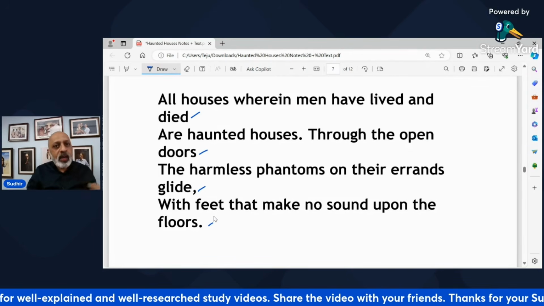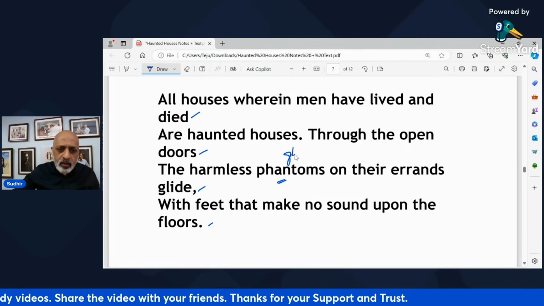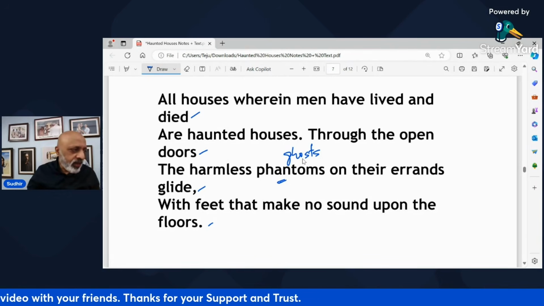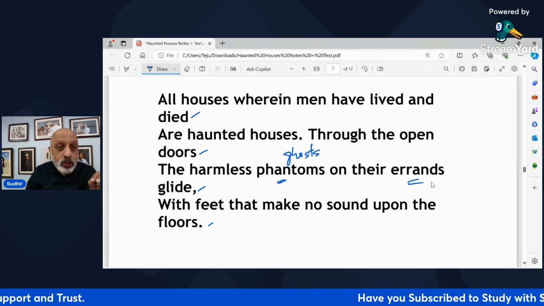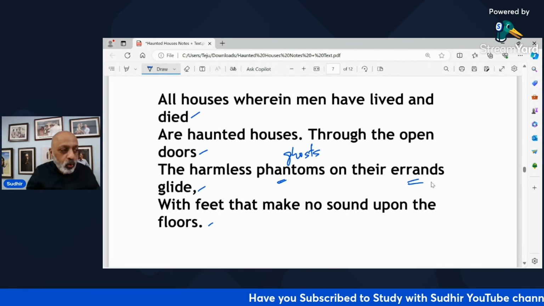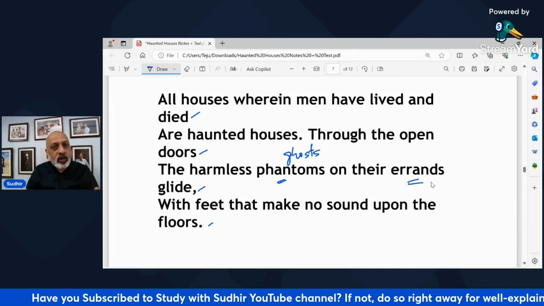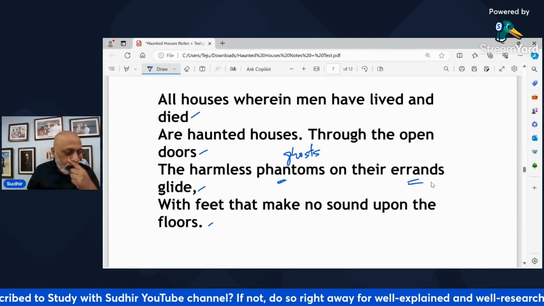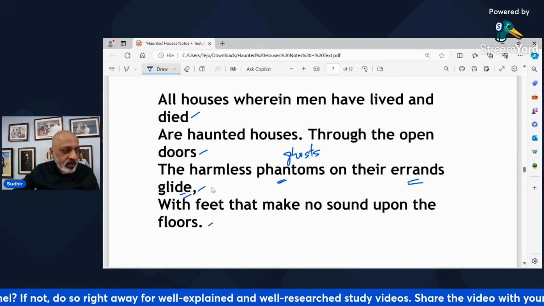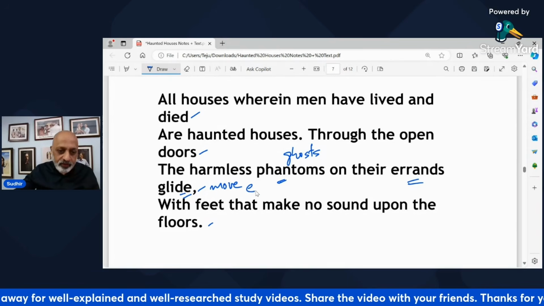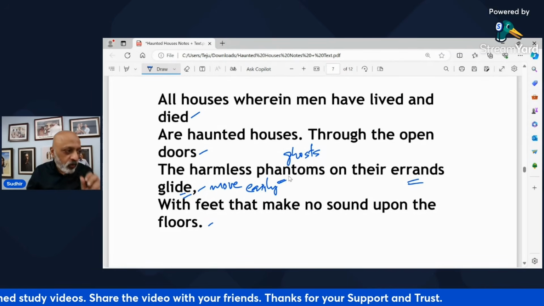Now, haunted means a place which is visited by ghosts, and phantoms essentially means ghosts. Okay. Then errands is a short journey. Errands is a short journey which is to collect or deliver something. When you are sent to collect something from someone or to deliver something to someone. Okay. Glide means to move. Where is glide? Yeah, glide is here. It means to move easily, in a very easy manner. Okay. So these are the 3 word meanings I wanted to say.